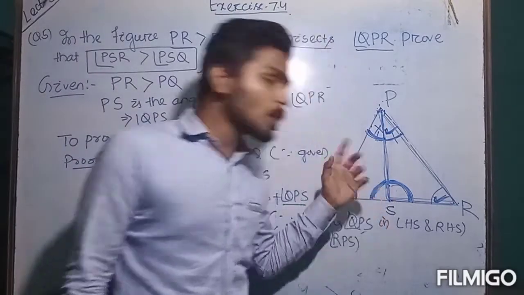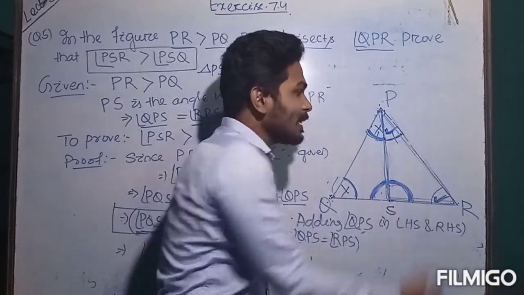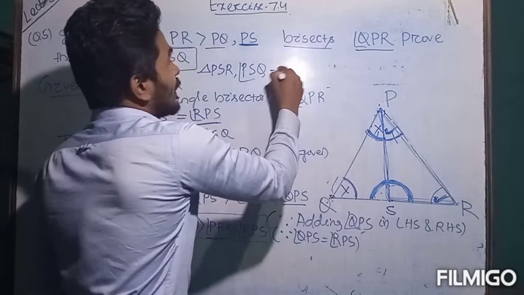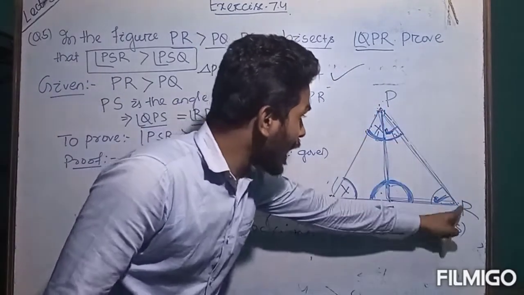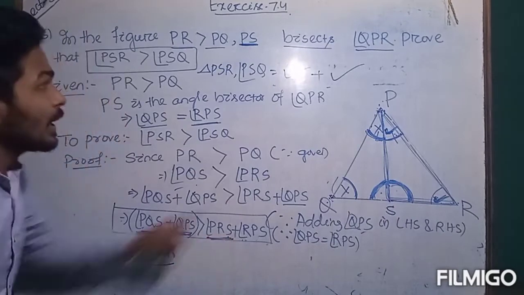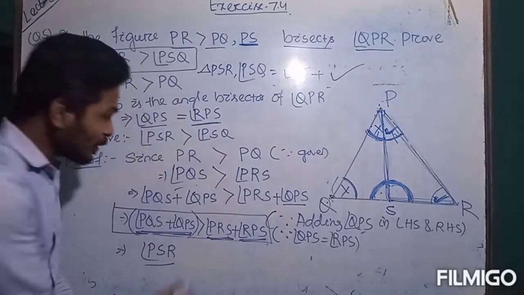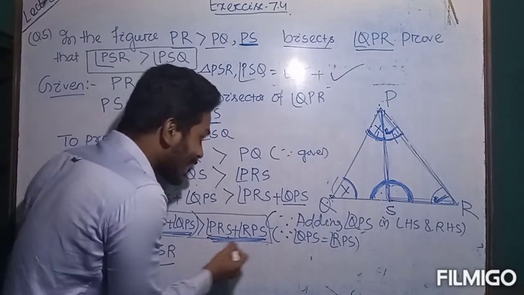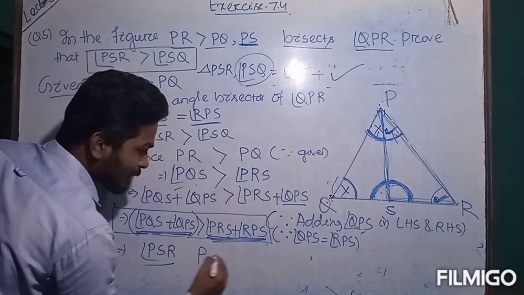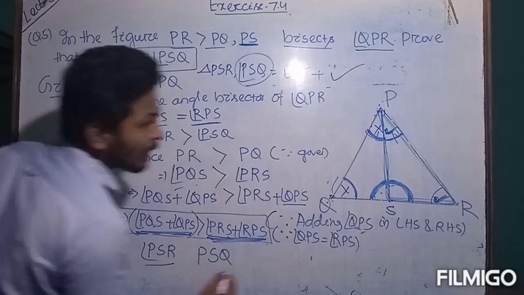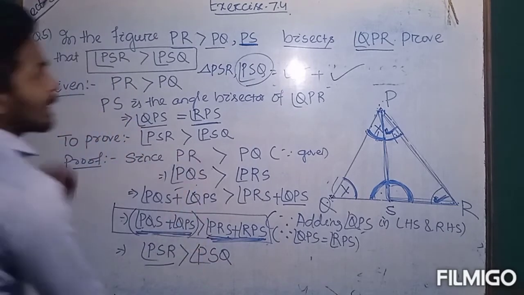And the exterior angle is equal to the sum of two interior opposite angles. So which are the two interior opposite angles of this exterior angle? This angle plus this angle. Yes or no? So this angle is PRS plus this angle, RPS. So the sum of these two interior opposite angles gives the exterior angle PSQ. So in the place of PRS plus RPS, I can substitute PSQ. Okay, done.